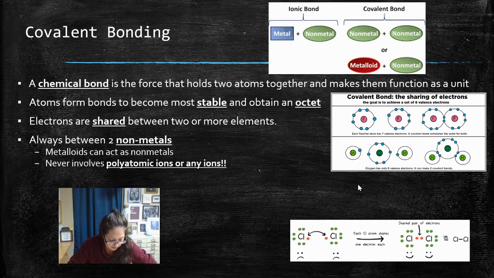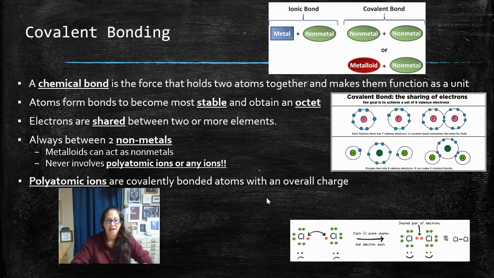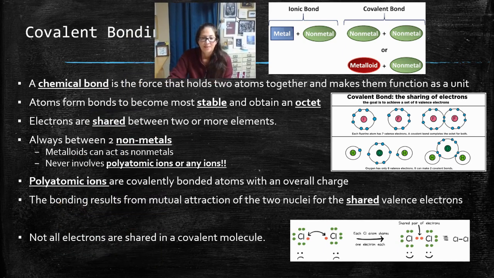So you might want to write these down in your notes. They're also found on our periodic tables as we've labeled them. And we'll look at them some more in class. Silicon, Si, germanium, which is Ge, arsenic, which is As, and antimony, which is Sb. Metalloids can act as nonmetals, and you will never have a polyatomic in there. Again, remember, polyatomics are covalently bonded atoms with an overall charge. So we see polyatomic ions within an ionic bond, acting as either the metal or nonmetal.